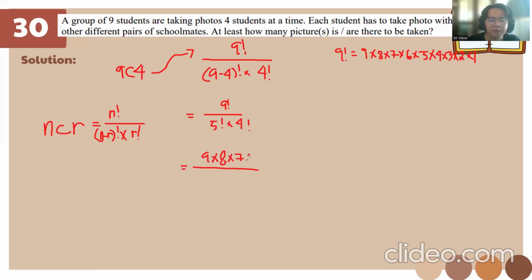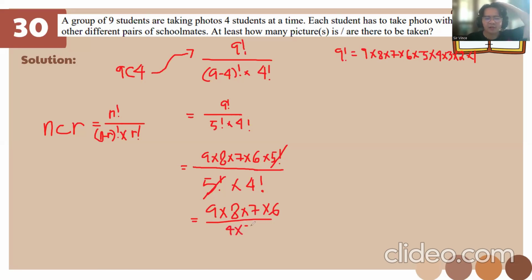So to make this simpler, times 5 factorial. Then this one is 5 factorial times 4 factorial, okay? So we can just cancel this. And let's distribute rather the 4 factorial. So we have 9 times 8 times 7 times 6. 4 factorial is 4 times 3 times 2 times 1.